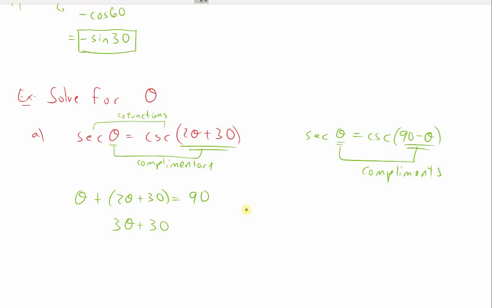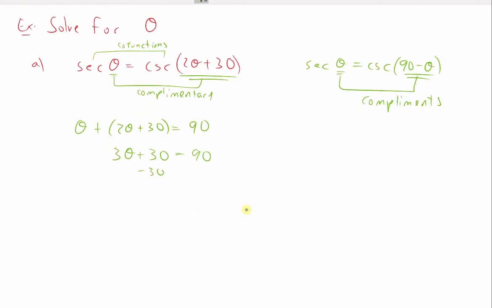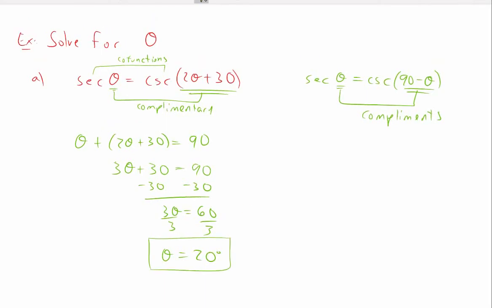Again, careful, 3 theta plus 30. Be careful that you distinguish between zeros and theta. And now I'm just solving for theta using inverses. I'll subtract 30 from both sides. 3 theta equals 60. Divide by 3. Theta equals 20 degrees. And we've solved for theta. If you want, you could plug it back into the original equation to check, but they'll end up being equal. So that's the idea.